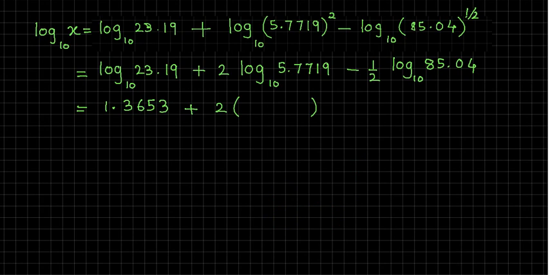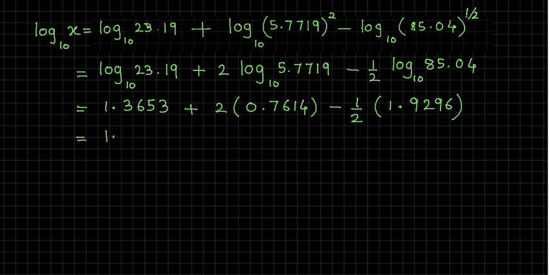So once you see the log of that, that will turn out to be 0.7614 minus 1 by 2 into log of 85.04 will be 1.9296. This you can verify. You can pause the video and verify all these values.